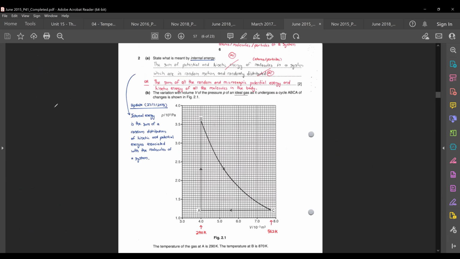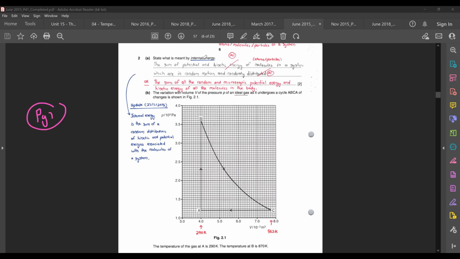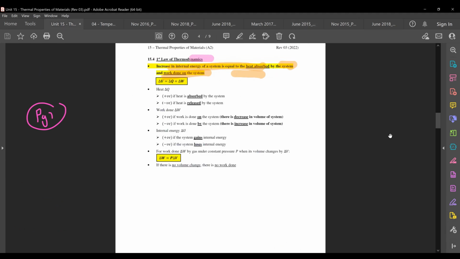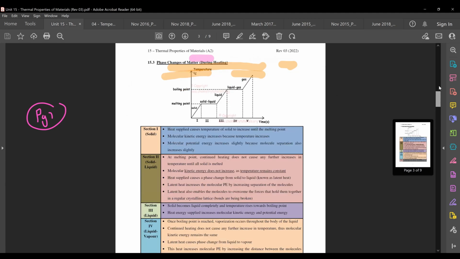Okay, next one is page 1. So state what is meant by internal energy. Again, it's the same definition from before, but this one is worded differently: the sum of potential and kinetic energy of molecules in a system which are in random motion and randomly distributed. This is actually an old definition from the marking scheme. You can use this, but you can also use the definition that I've put in the notes for you.